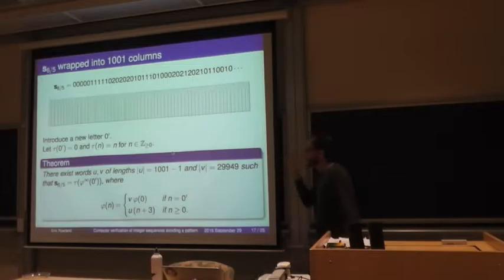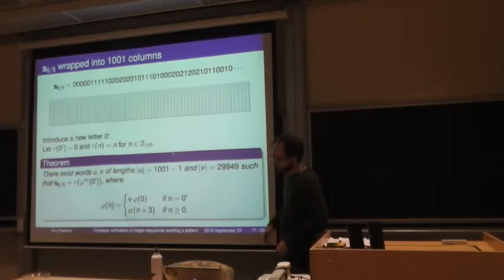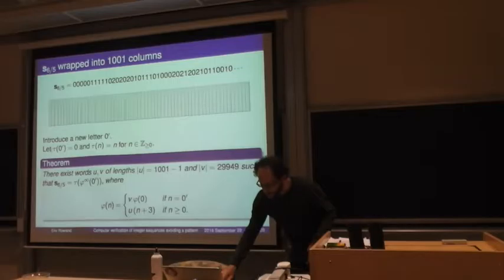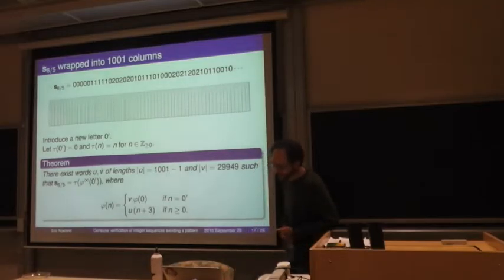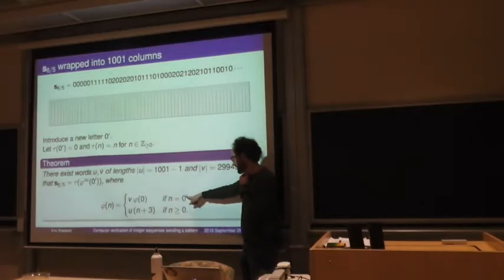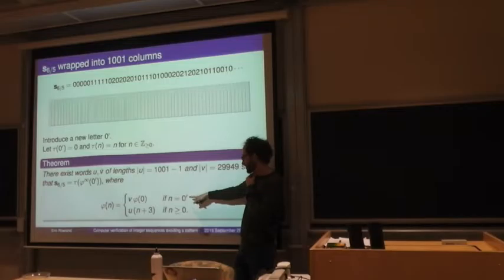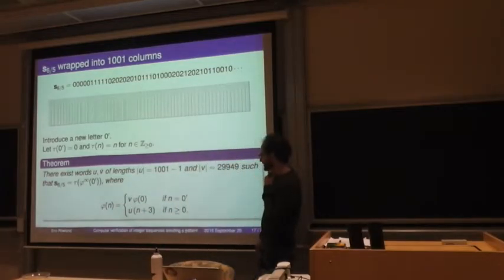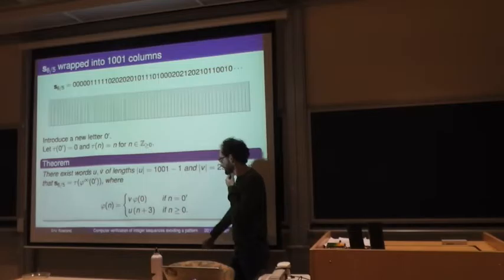So to deal with this transient, we can still write this in the morphism language, but we have to introduce a new letter, 0 prime, that encodes the transient. And then we have this coding that sends 0 prime to 0 at the very end, and leaves all the integers the same. So there exist two words u and v of these lengths. This is the transient length basically, such that we do something special for 0 prime. We have to stick on this transient, and then we apply v to 0.